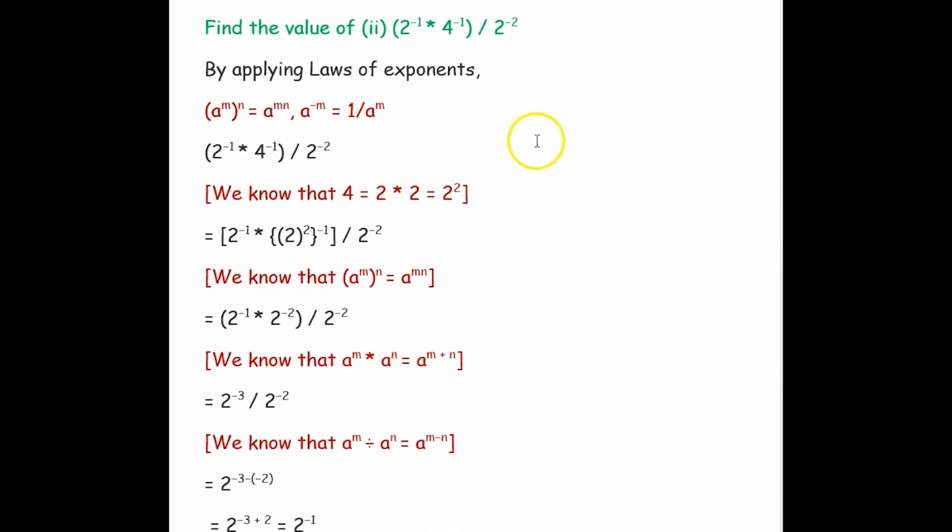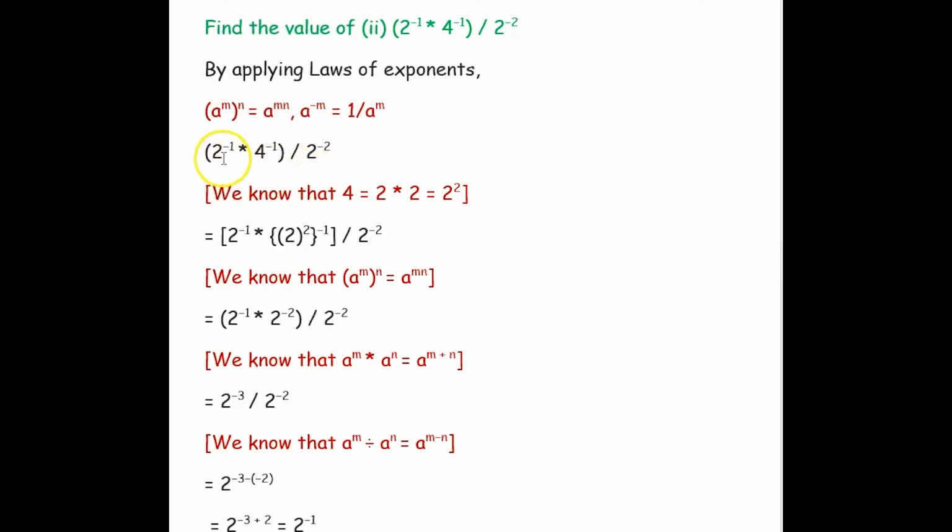Next example is find the value of 2 raised to the power negative 1 into 4 raised to the power negative 1 divided by 2 raised to the power of negative 2. So now by applying the law of exponent, a raised to the power m into n is equal to a raised to the power of m into n. Also a raised to the power negative m is equal to 1 divided by a raised to the power m, where a is any integer and m and n are also any integers.